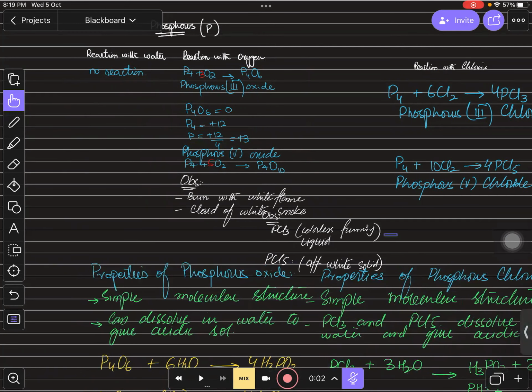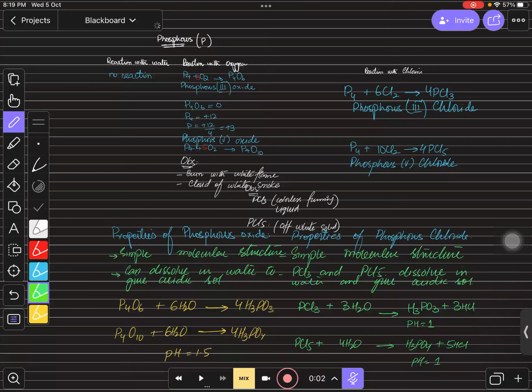So you can take a picture of this. This is very important about phosphorus. All the reactions, all the properties are very important for short question answers in paper 2. So is it a colorless fuming liquid or solid? Colorless fuming liquid, and the one written below is off white solid. Okay sir.